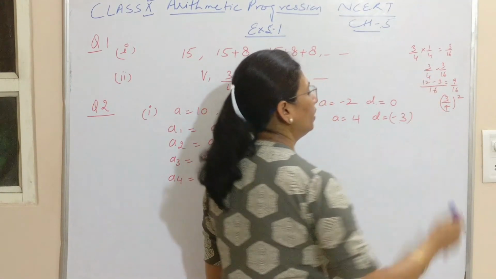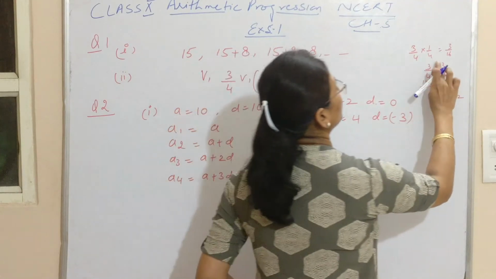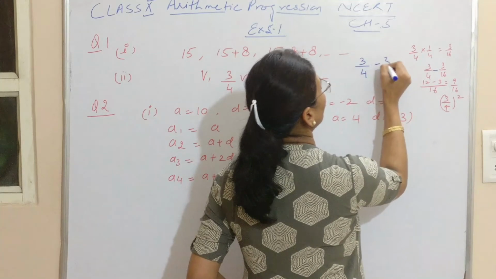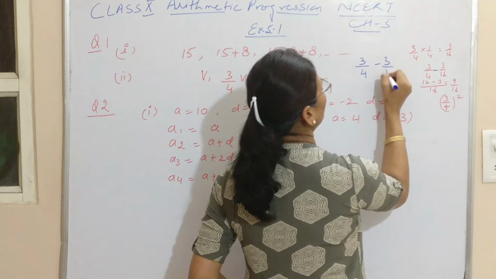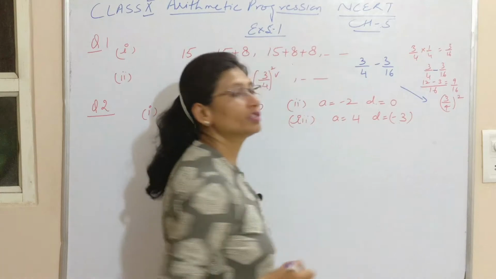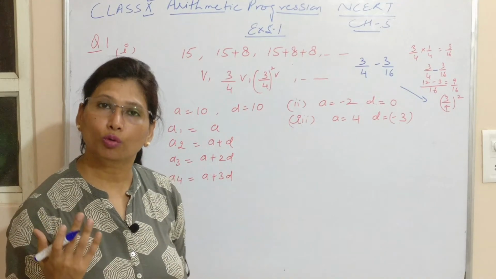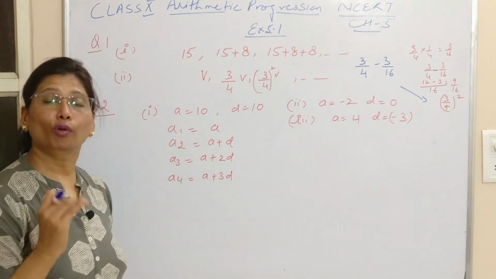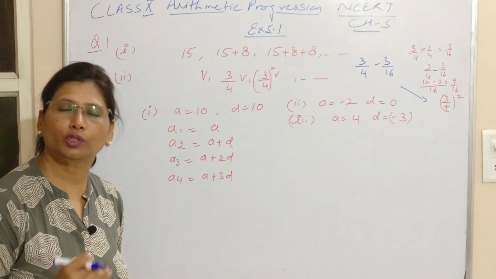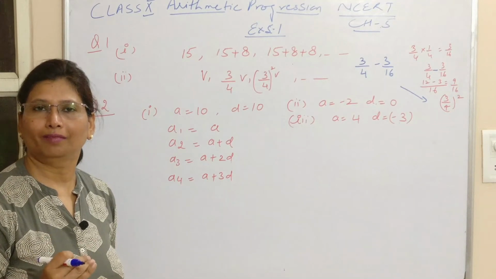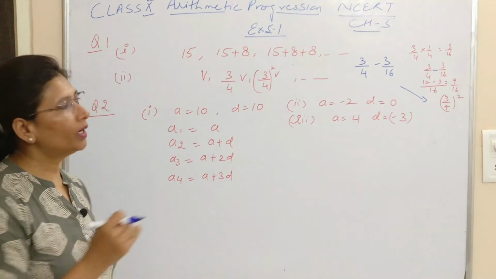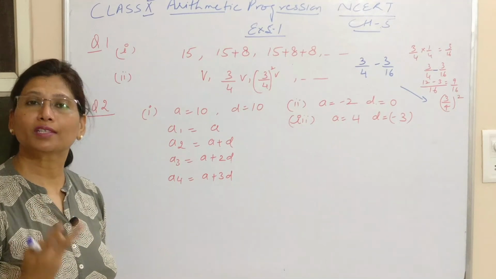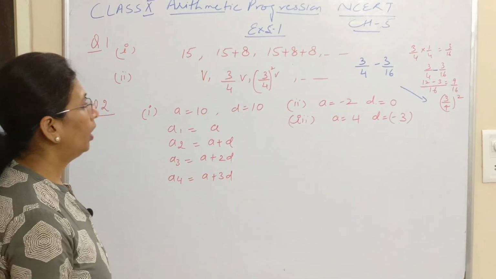So what was the earlier? Earlier it was 3/4. So we'll take the difference of 3/4 and 3/16. The difference comes out to be 9/16, which can be written as (3/4) squared. So (3/4) squared V. You can see this is not following a common difference. This is following a ratio. So here this is not an AP. In fact, this is a GP. So we'll write this is not an AP because the common difference between two consecutive terms is not the same.